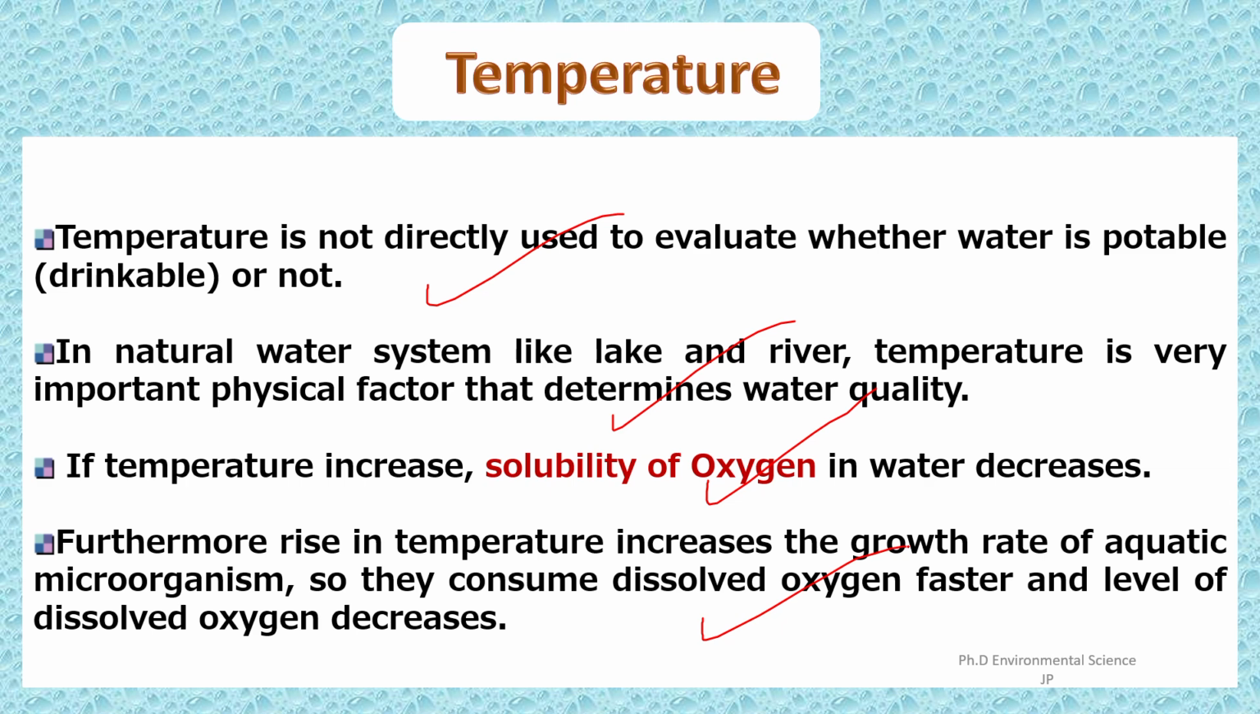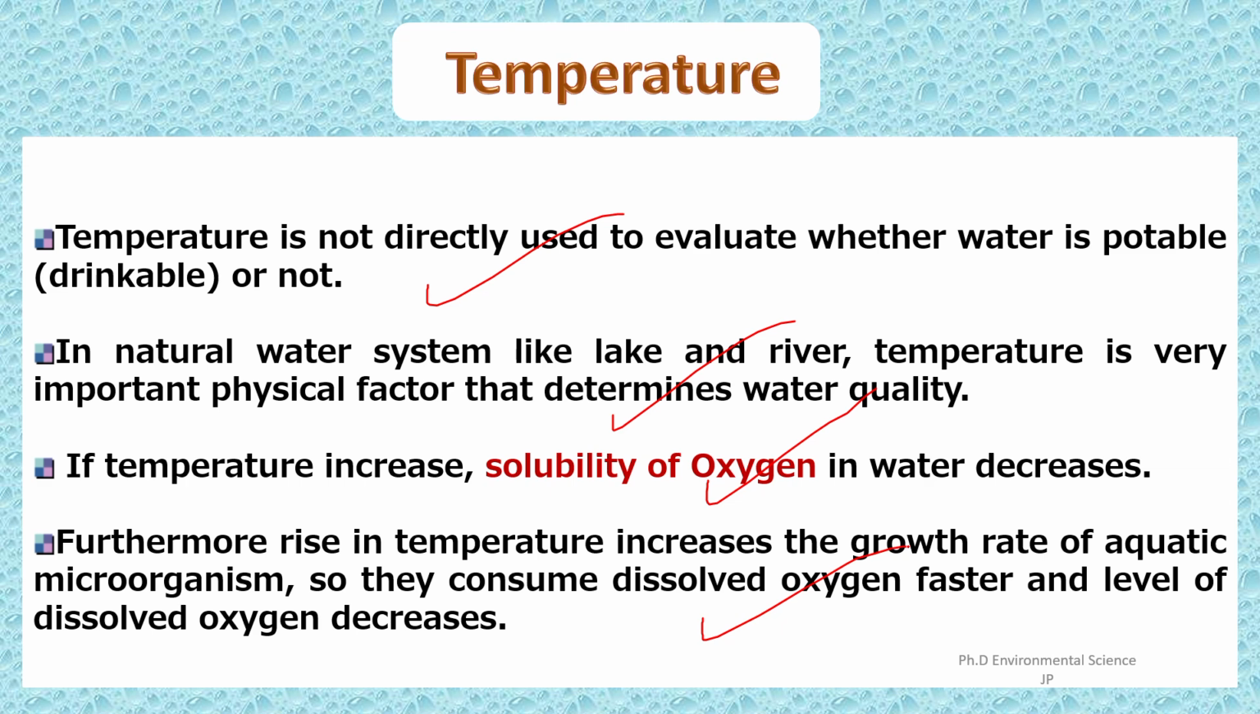Aquatic organisms, including fish and other organisms, depend on dissolved oxygen for survival. An increase in temperature can accelerate the metabolic rates of these organisms, causing them to consume oxygen more rapidly. This increased biological activity can further lead to a decrease in dissolved oxygen levels in the water.